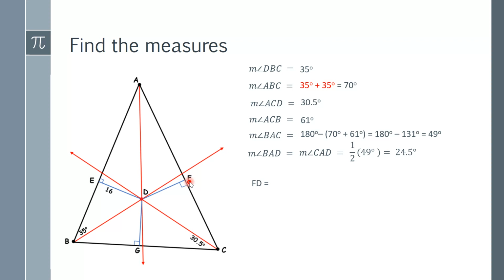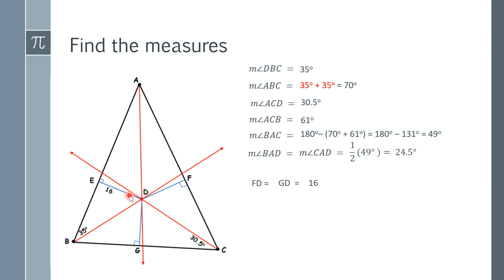And what about segment FD? Well, segment FD will have the same length as segment GD. Remember, these segments are congruent. And it's also congruent to segment ED. That means all three of those segments will be 16 degrees.